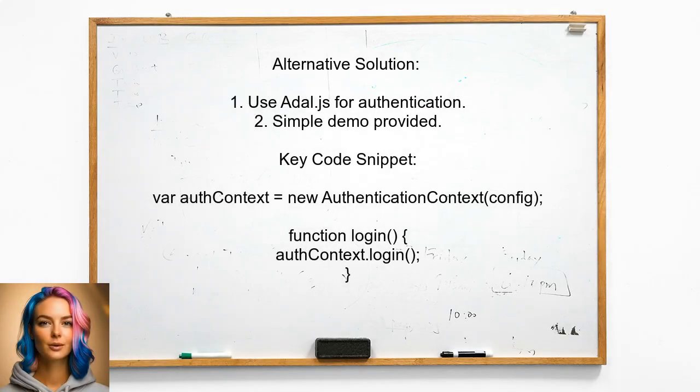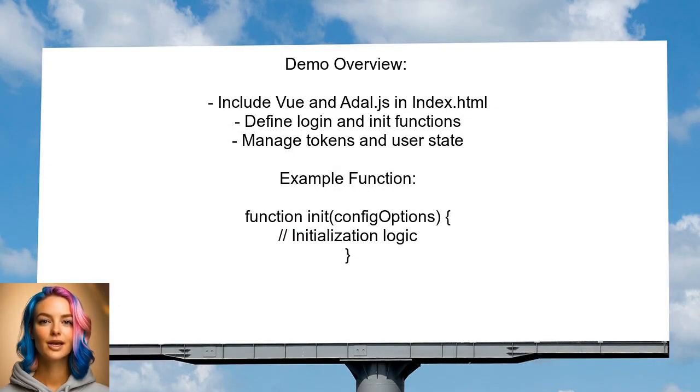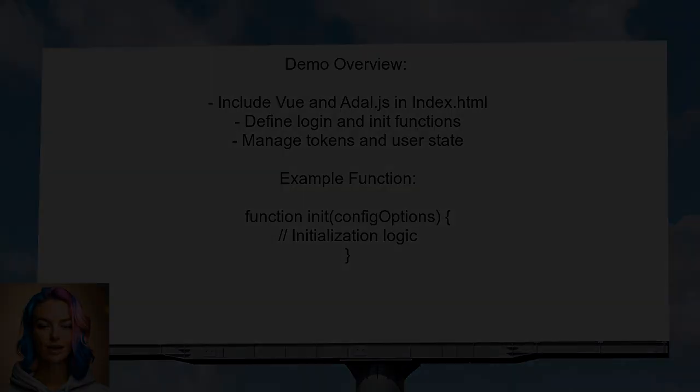An alternative approach to authenticate a Vue.js app with Azure AD is to use idle.js. The user suggests leveraging this library for authentication, providing a simple demo to illustrate the setup. In the demo, the user sets up an HTML file that includes Vue and idle.js. They define functions for login, initialization, and token management, ensuring the app can handle user authentication effectively.